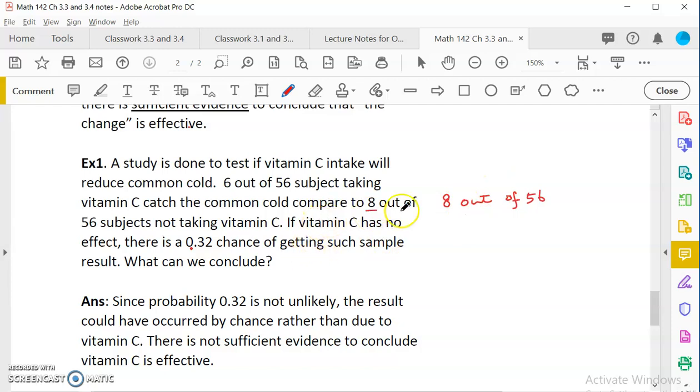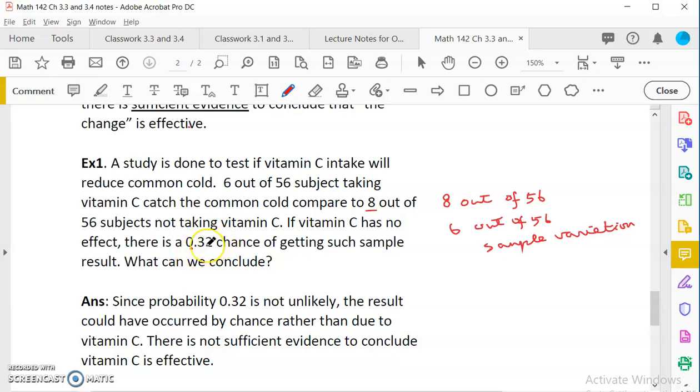If vitamin C has no effect, the chance of having 6, because this is all sampling, sometimes you would have more, sometimes you will have less. The chance of having 6 out of 56 is 32%. So the reason you can have 6 is maybe not because of vitamin C, it's just because of sample variation. Sometimes you have less of something, sometimes more, and you actually use probability to calculate the chance. You will ask me, Miss Chia, how do you calculate that? We'll learn how to do this in chapter 4.